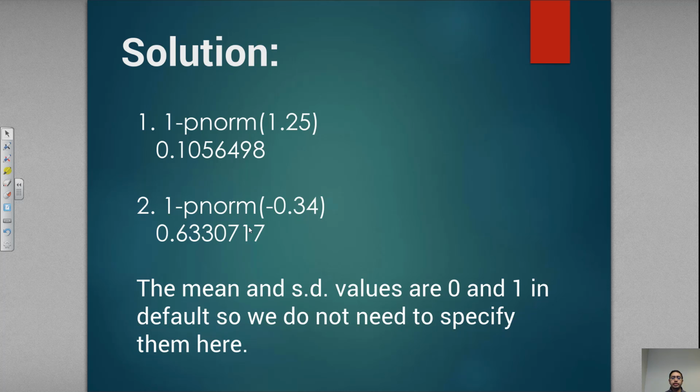Similarly, I can do 1 minus pnorm of negative 0.34, and that's this probability. You can see that the probability is greater than 0.5, which is obvious because we are dealing with a standard normal distribution, and since this is a negative point, it will have 0.5 plus some area from minus 0.34 to 0. If we add these areas, we get something like 0.63. So intuitively we can guess that it will be bigger than 0.5, and that is indeed the case. The mean and standard deviation are 0 and 1 by default in the standard normal distribution, so we do not need to specify them here.